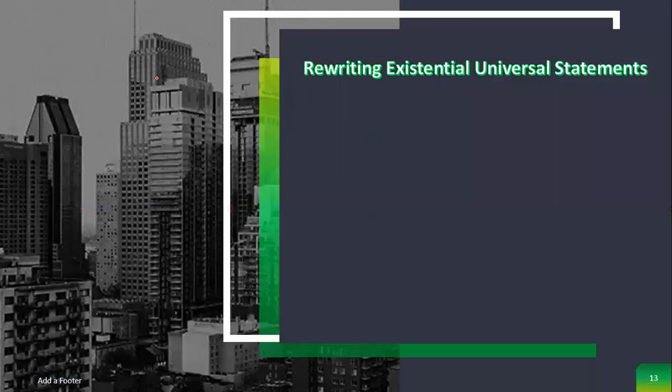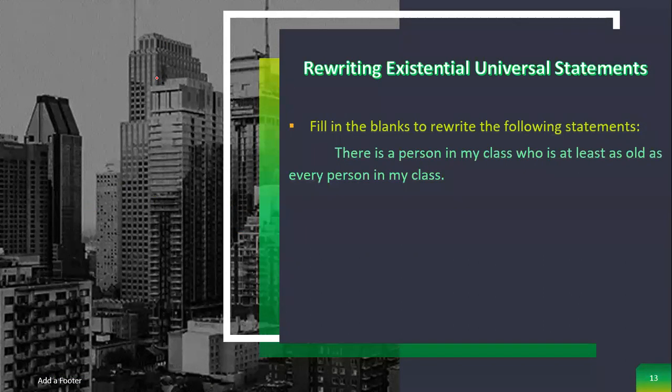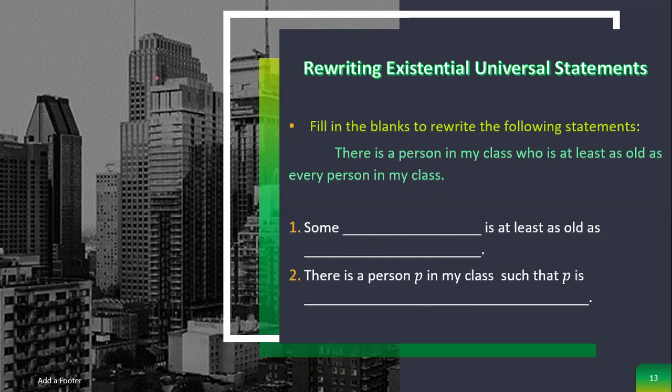Right? So let us rewrite this. There is a person in my class who is at least as old as every person in my class. Again, there is a person in my class who is at least as old as every person in my class. Okay, so I'll give you maybe 2 minutes for this one, or maybe less than 2 minutes. Again, you may pause the video for a while and then try to answer this one, and you get back to the video once you're done.